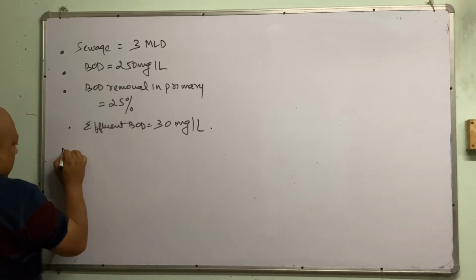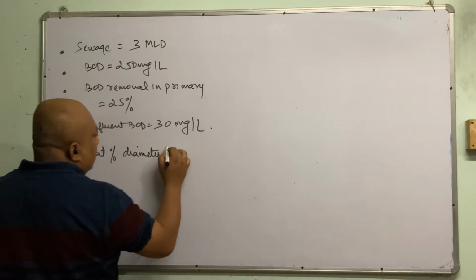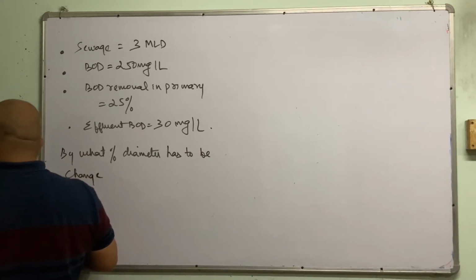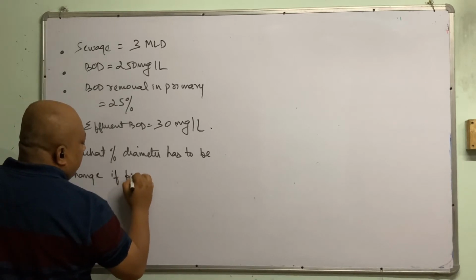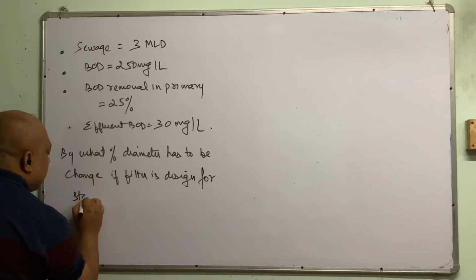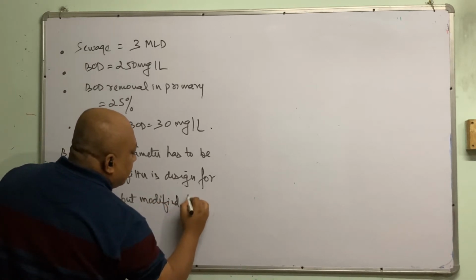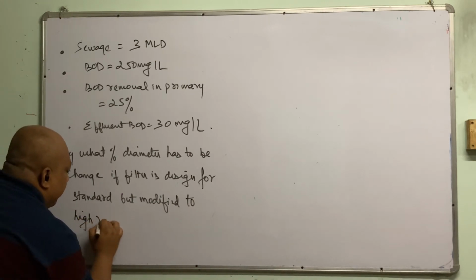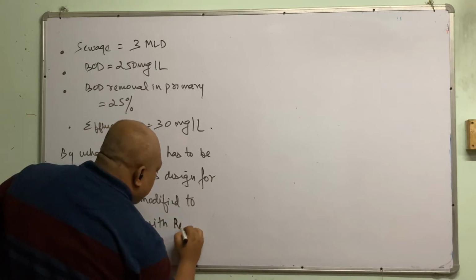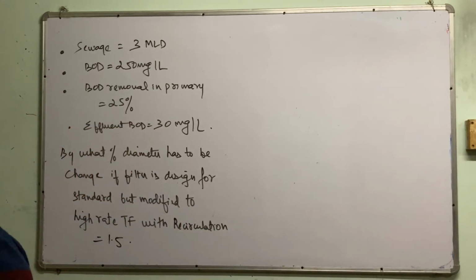Now the question is, by what percentage diameter has to be changed if the filter is designed for standard but modified to a high rate trickling filter with recirculation ratio equal to 1.5. Now let me explain the question.